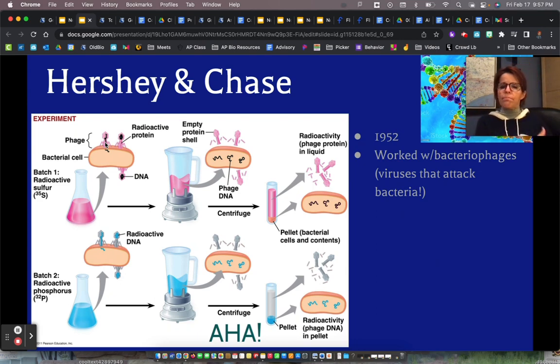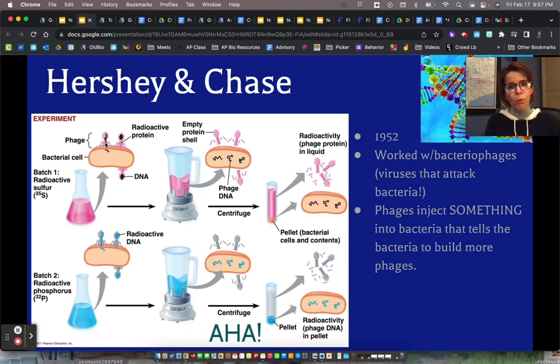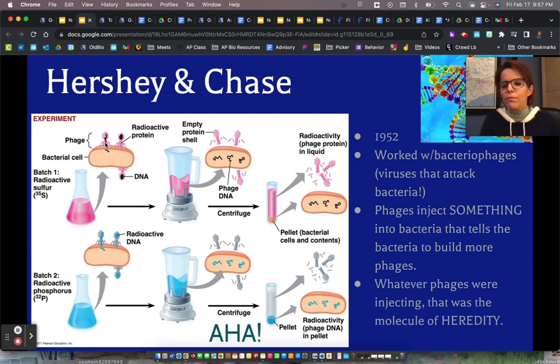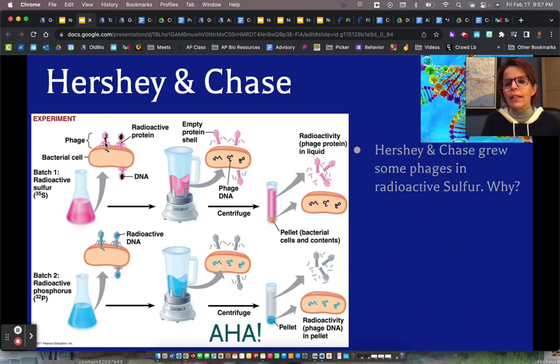So, backing up, they take these bacteriophages that infect these poor little bacteria, and they inject something into bacteria that tells the bacteria to build more phages. Whatever the phages were injecting, that was the molecule of heredity. So Hershey and Chase, this is their brilliant experiment. They decide to grow phages in two different, what we call media. A medium is singular, media is plural. So they grow them in two different media.